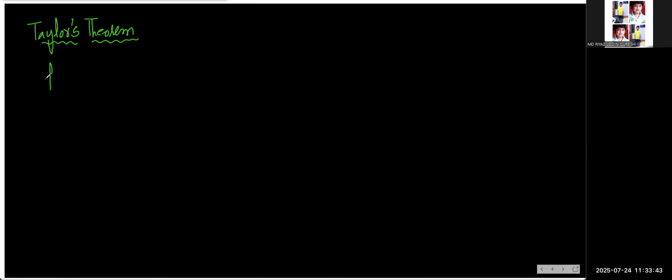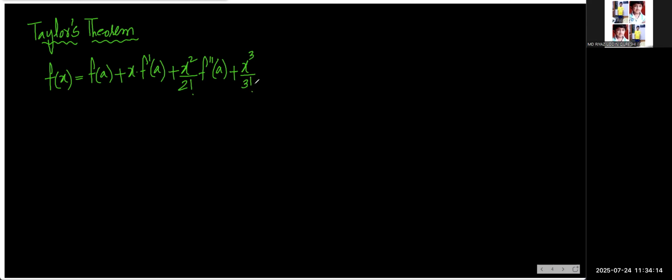The formula is f of x is equal to f of a plus x into f dash of a plus x square by 2 factorial into f double dash of a plus x cube by 3 factorial into f triple dash of a plus and so on. Minimum 3 terms is required to apply the formula.